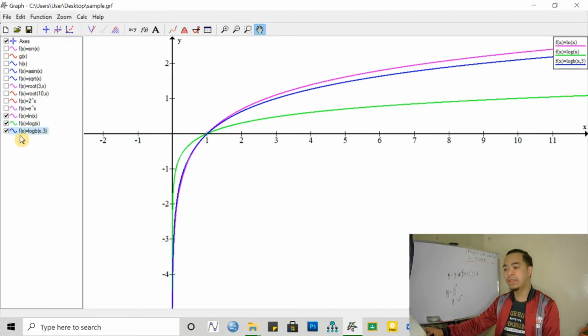The common logarithm means that the base is set to 10. So the third function here is the most general one. We can change the base to any base that we want.